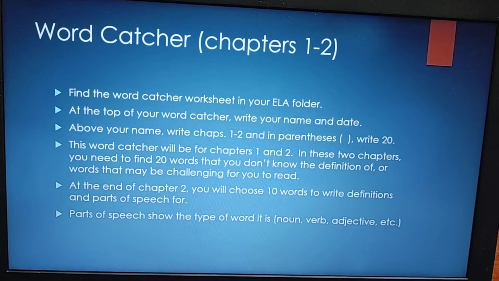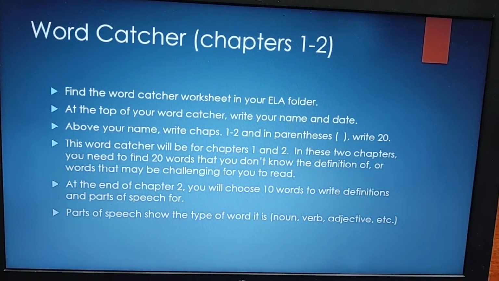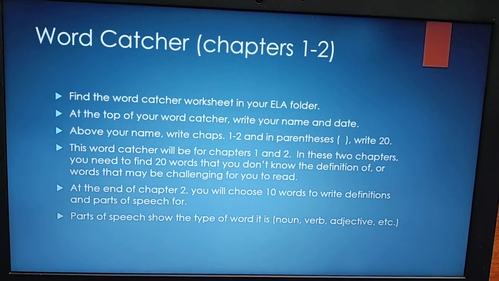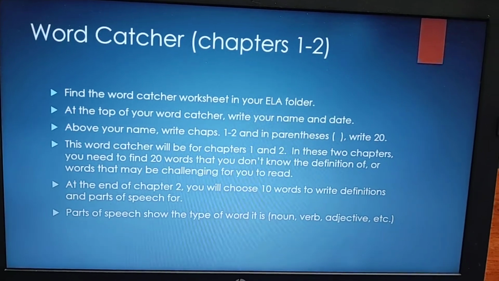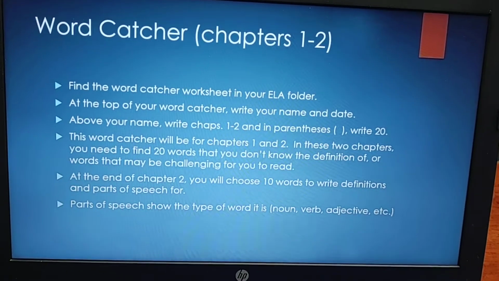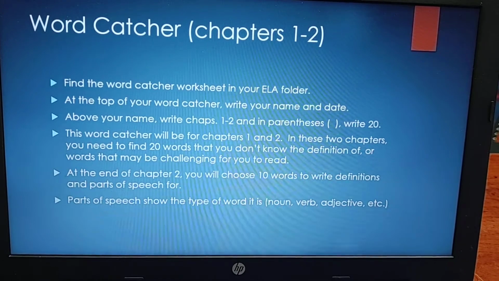At the end of chapter 2, you will choose 10 words to write definitions and parts of speech for. In case you're wondering, parts of speech show the type of word it is, like a noun, a verb, an adjective, so on and so forth.